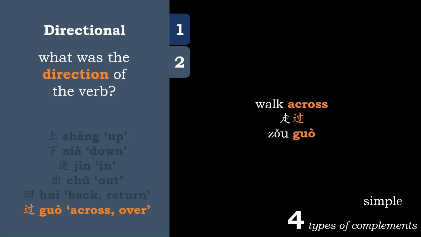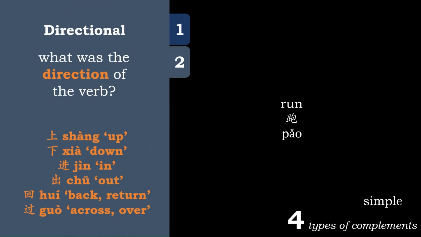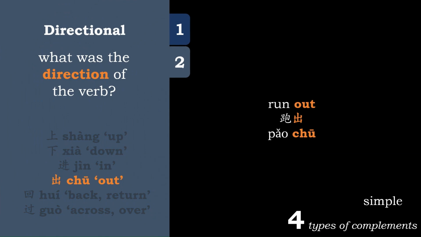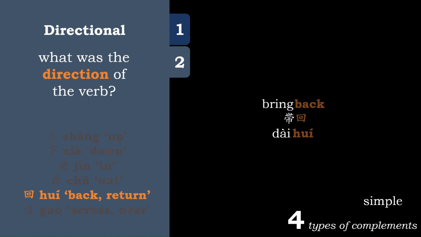So, we've been using 走 as the example verb. Let's try another motion verb, 跑, which means run. How would we say run out? 跑出. Another motion verb is 带, which means bring. How would we say bring back? 带回.